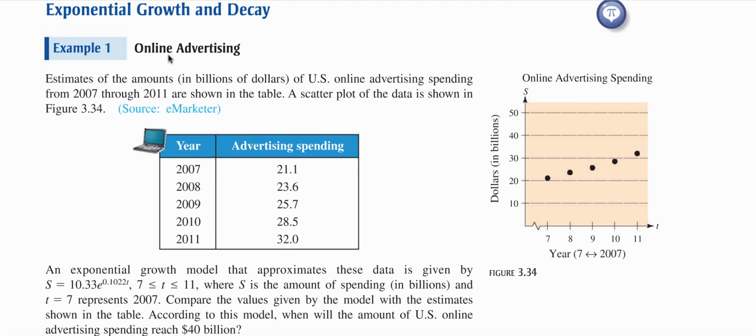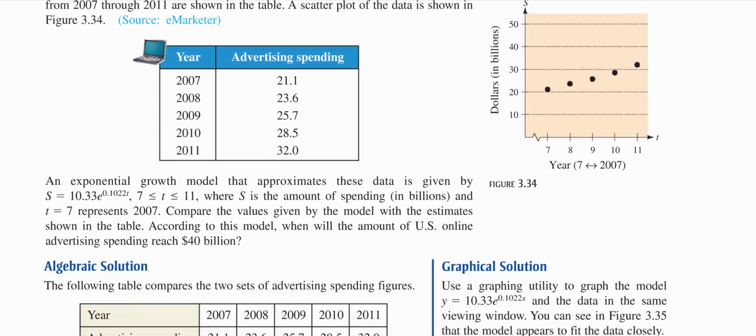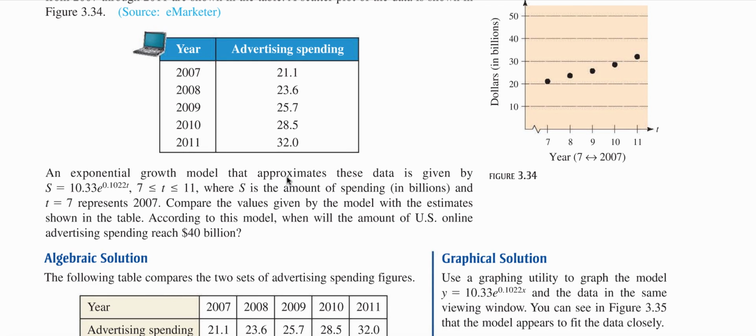Example 1. Online advertising. Estimates of the amounts in billions of dollars of U.S. online advertising spending from 2007 through 2011 are shown in the table below. A scatter plot of the data is shown in the following figure to the right. An exponential growth model that approximates these data is given by the following equation.